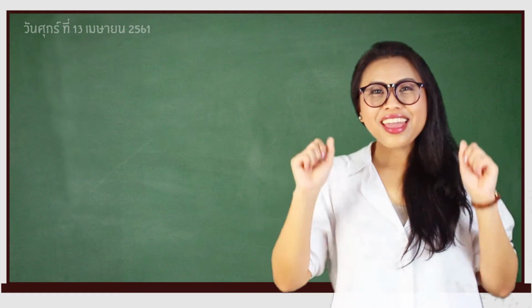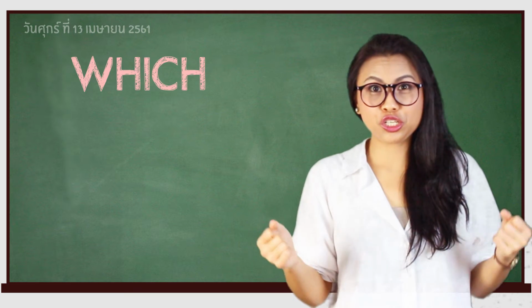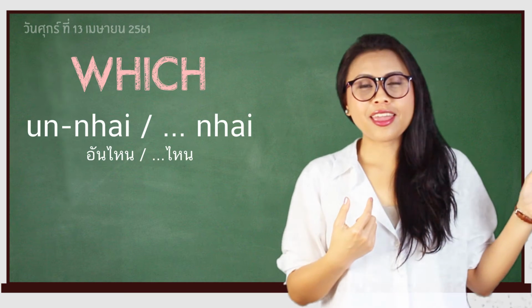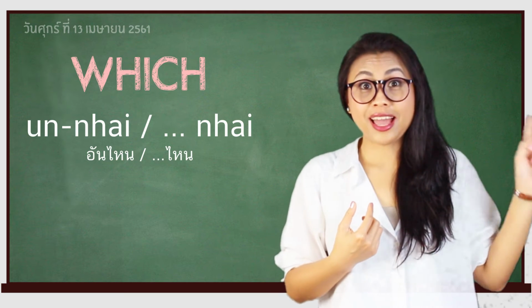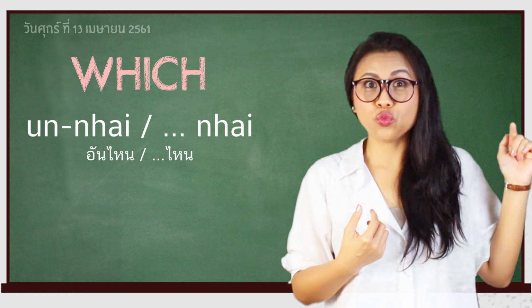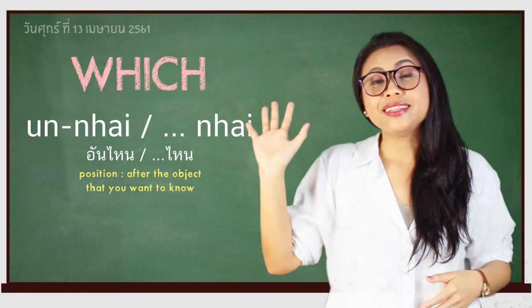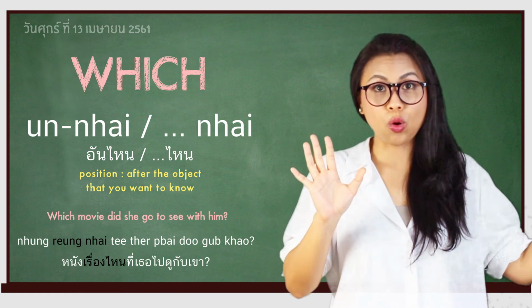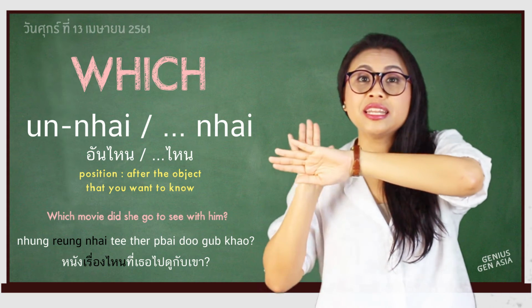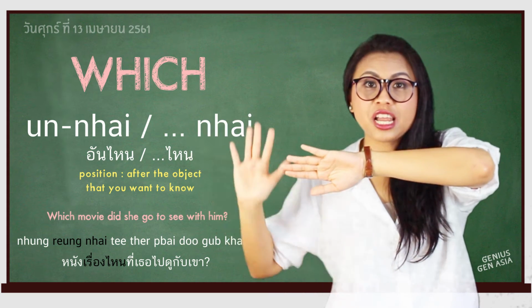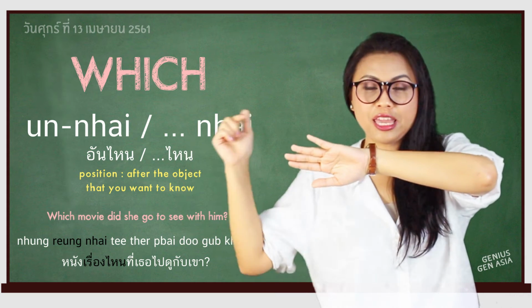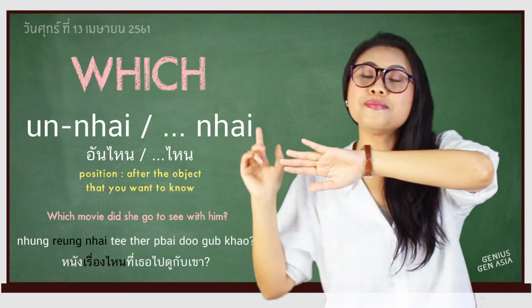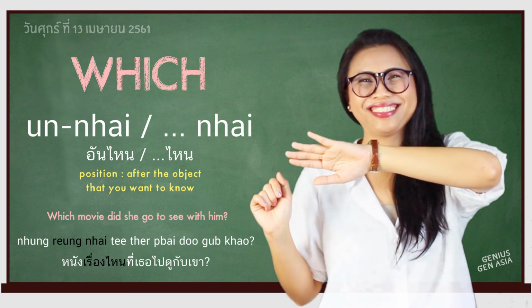The eighth one, which, means อันไหน, or you just put the word ไหน after the object that you want to know. For example, หนังเรื่องไหนที่เธอไปดูกับเขา. So you put the word ไหน after the object that you would like to know. Like in this case, หนังเรื่องไหน means which movie.